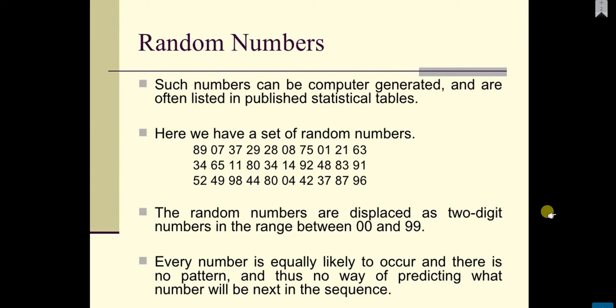So these are the random numbers, and we have three sets of numbers, and in each set we have 10 numbers, and all are random numbers. These random numbers are displayed as two digit numbers in the range between 00 to 99. Every number is equally likely to occur, and there is no pattern, and thus no way of predicting what number will be next in the sequence.